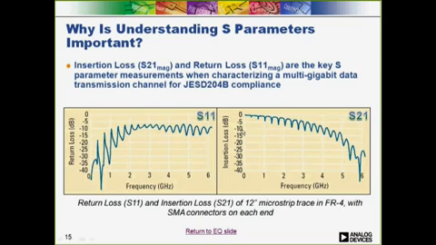So we showed this plot to you earlier. This one on the right is a typical plot for insertion loss. Typically, to see if a board meets the limit spec, a linear fit is performed on this curve. This deviation from the linear fit is called insertion loss deviation. Insertion loss deviation is limited by the spec to be 1.5 dB.